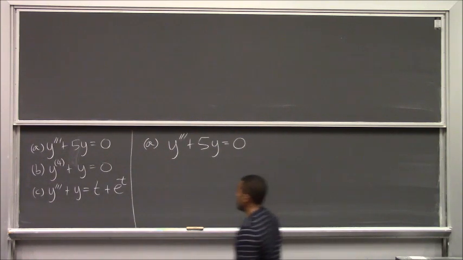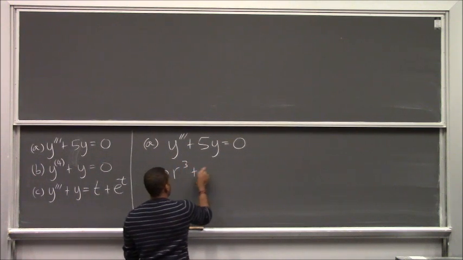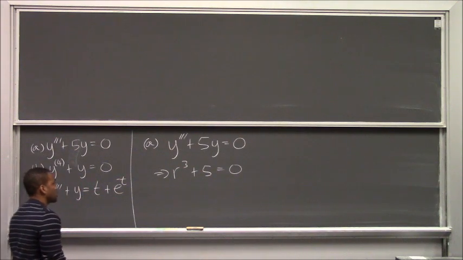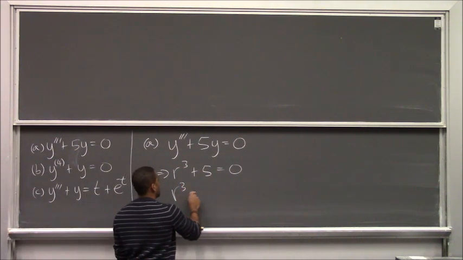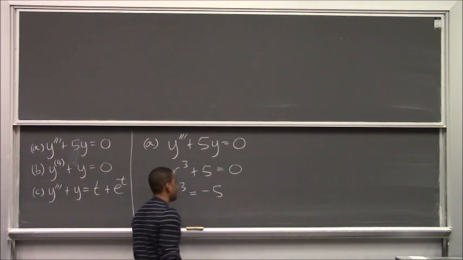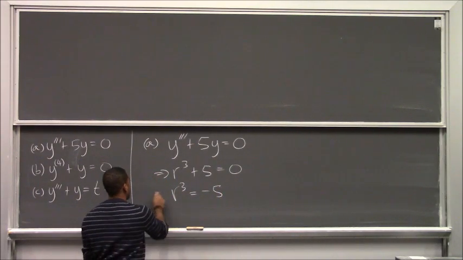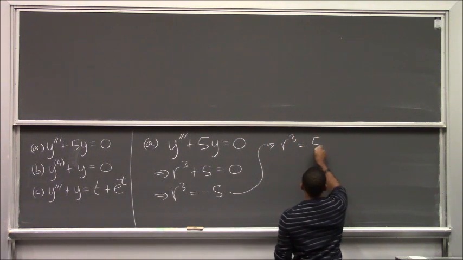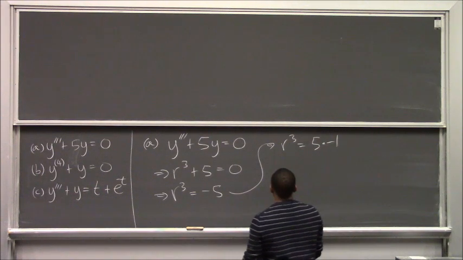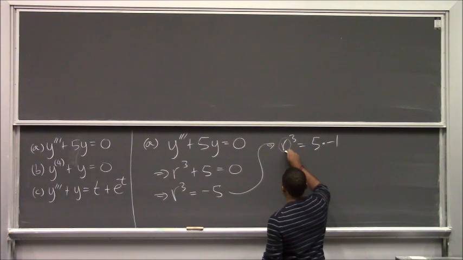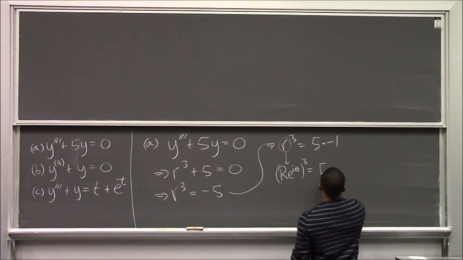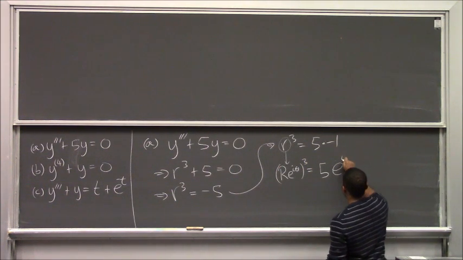Characteristic equation: r cubed plus 5. How would you deal with that? r cubed equals negative 5. Then that's -1. r cubed is equal to 5 times -1. And if I think of r cubed as a polar form of a complex number, I'll say r e to the i theta, and I think of -1 as e to the i pi.